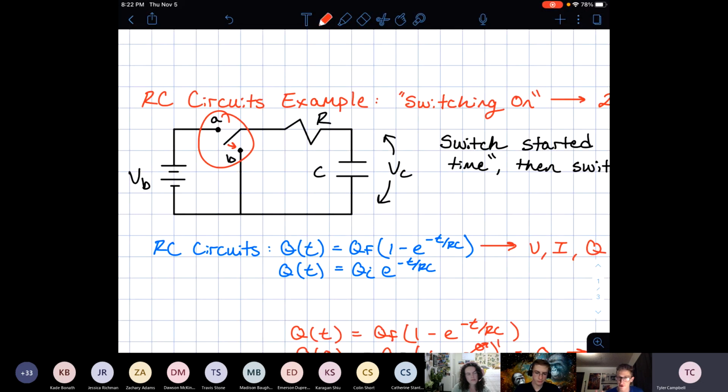It's supplying the voltage to the rest of my circuit, right? So my current is either going, it doesn't really matter, either clockwise or counterclockwise, right? Meaning that I only have things going through the resistor and the capacitor.